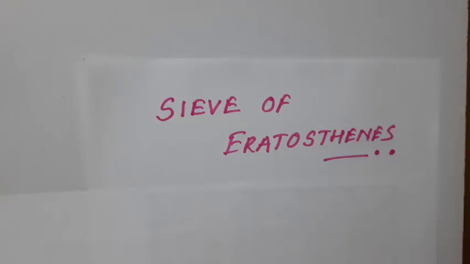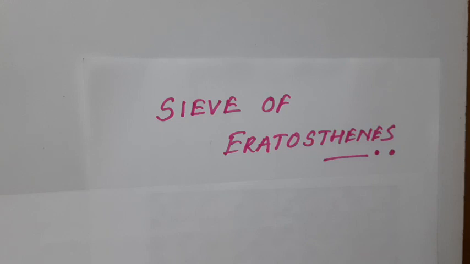Hello friends, today we will learn about the sieve of Eratosthenes. Now as per the name, sieve. What do we understand by sieve? A sieve is a container which is used to filter the required things. So here we are going to filter the prime numbers from a set of numbers from 1 to 100.